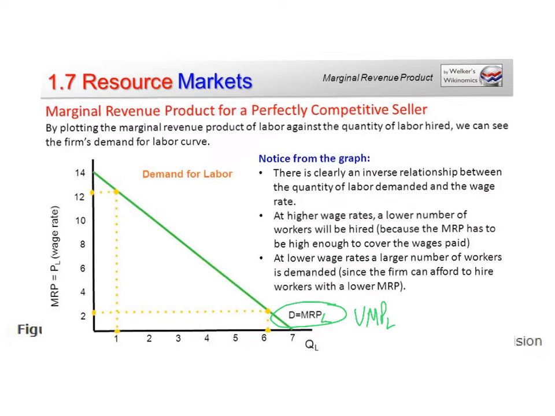The most important thing to remember is that the demand curve for labor represents the marginal revenue product of labor. The marginal revenue product of labor is taking the marginal product per worker and multiplying it by the price that you are able to charge for the good that is being produced.